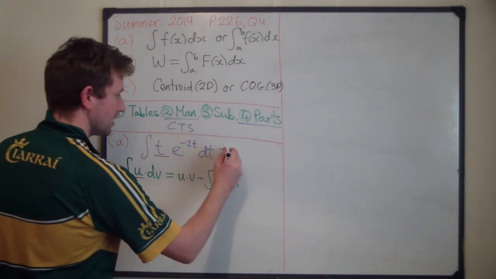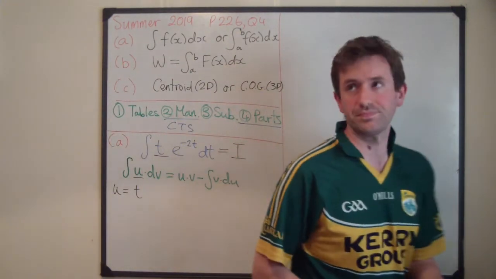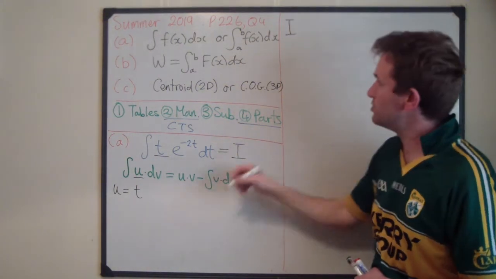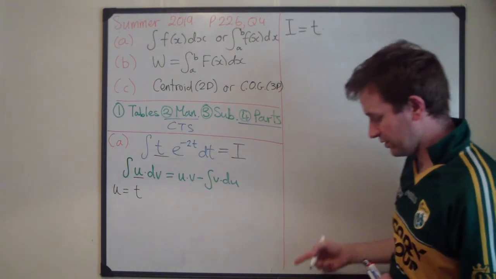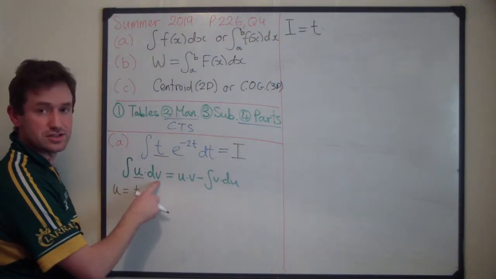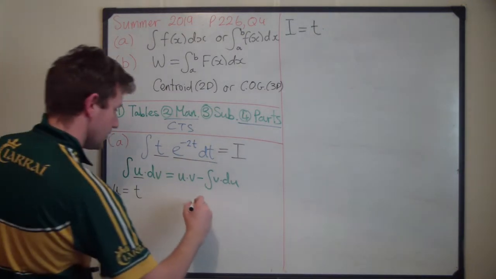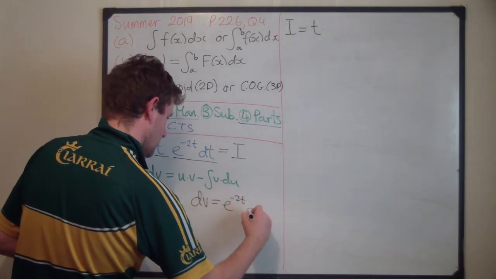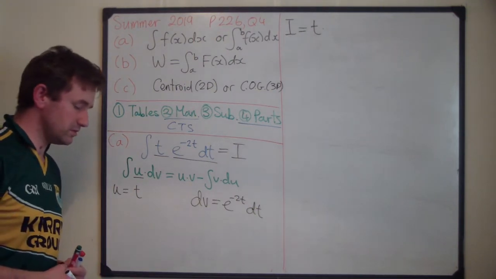I'm going to just call this thing I for my own notation, and let's start writing down what I is. So I, using this formula, is u by v, u is t. Okay, now we have to find what v is. So the way it works is you pick your u and then everything else is your dv. So all of this is dv. So I have dv is equal to e to the minus 2t dt.